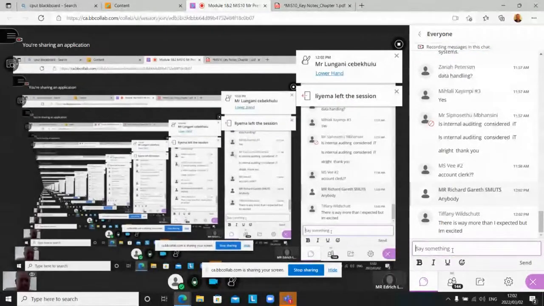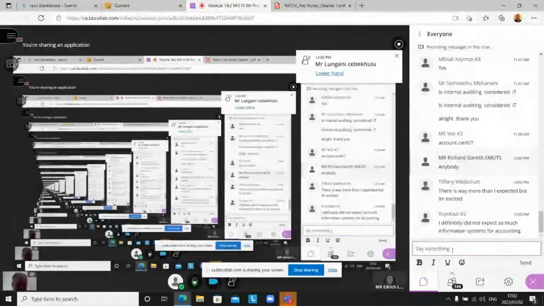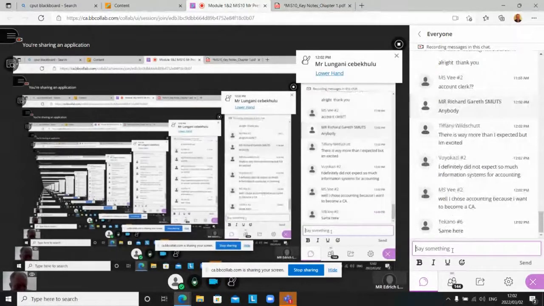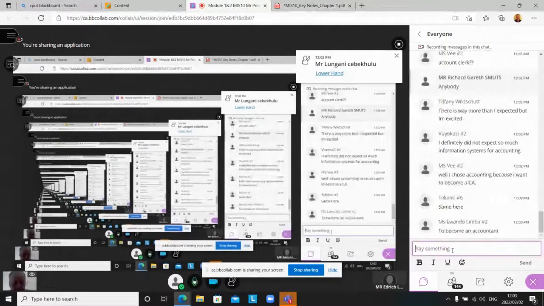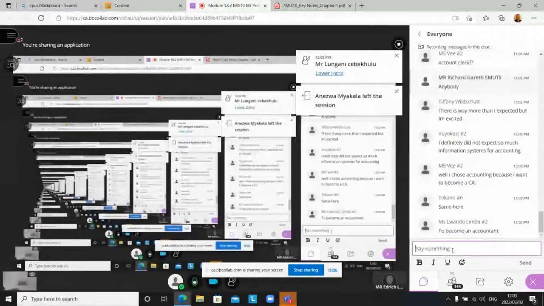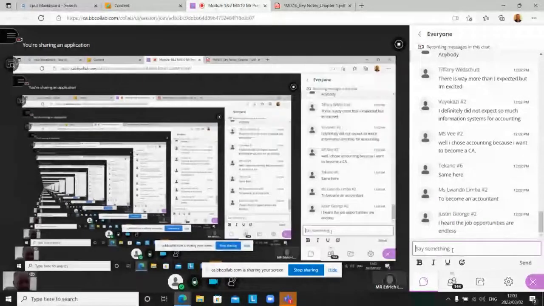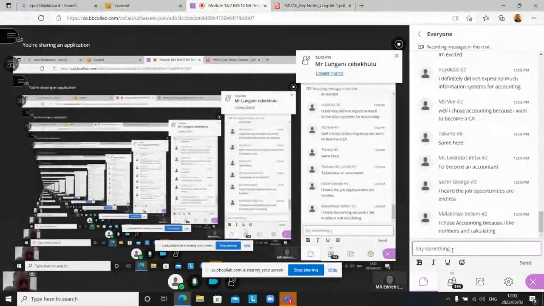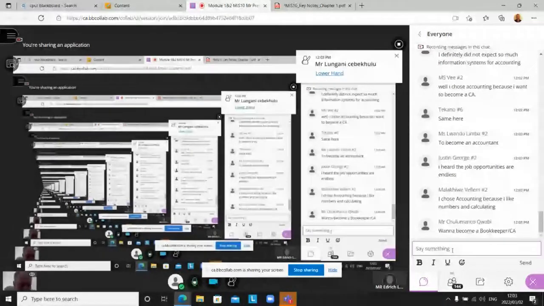It is way more than I expected, but I'm excited. No, that's all good, Tiffany. I definitely did not expect so much information systems in accounting. Yeah, I think what's important to remember, you want to become a CA, good one, nice, very well paid job. Is it you, chartered accountant? There are endless opportunities, yes. No, that is true. Bookkeeper or CA is good.